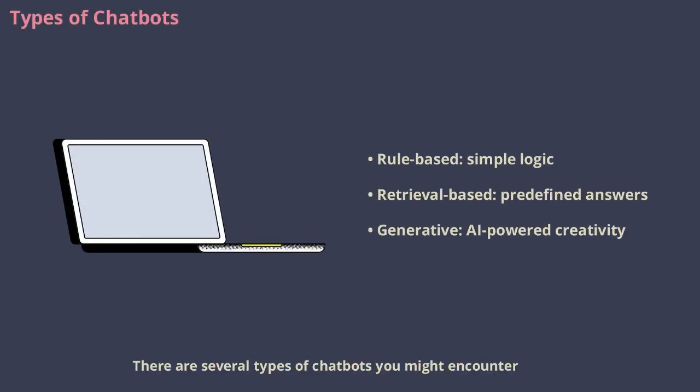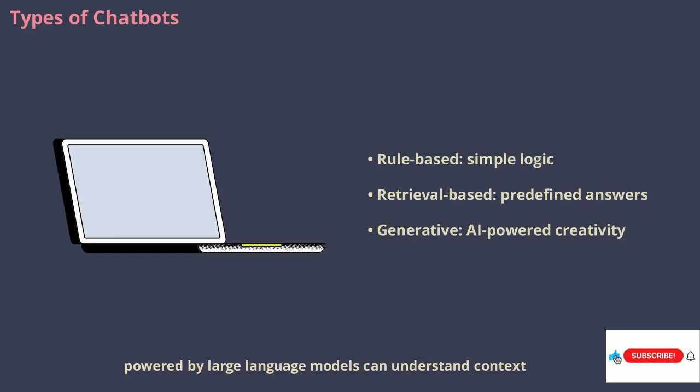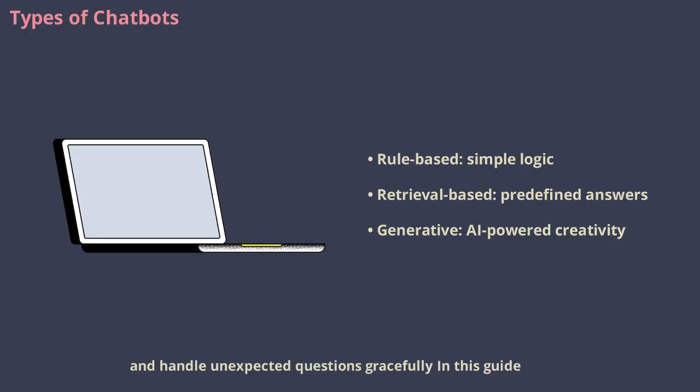There are several types of chatbots you might encounter. Rule-based chatbots use simple if-then logic and are considered old school. Retrieval-based chatbots select from predefined responses, making them more flexible but still limited. The most advanced are generative chatbots, which create original responses using AI. These generative models, powered by large language models, can understand context, generate creative and contextual replies, and handle unexpected questions gracefully. In this guide, we'll focus on building a generative chatbot, unlocking the full potential of conversational AI.